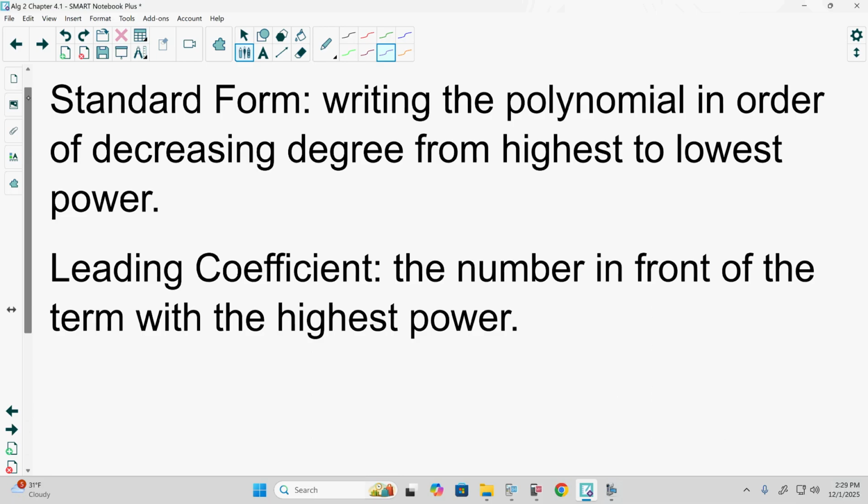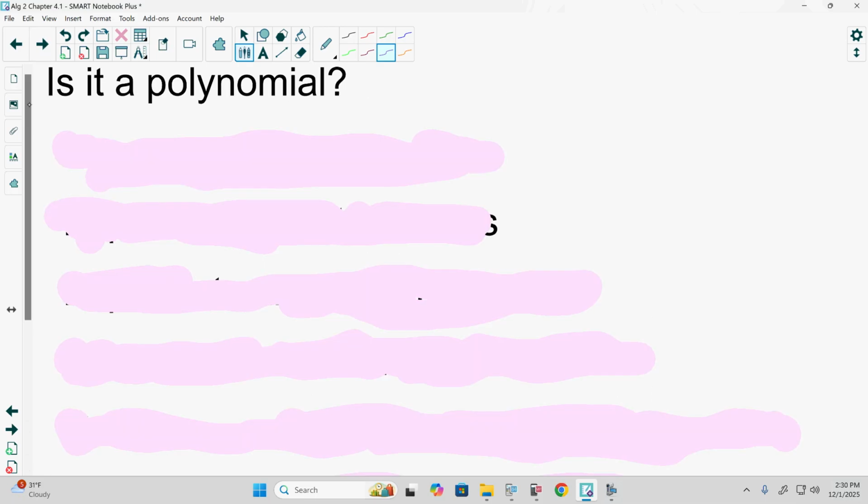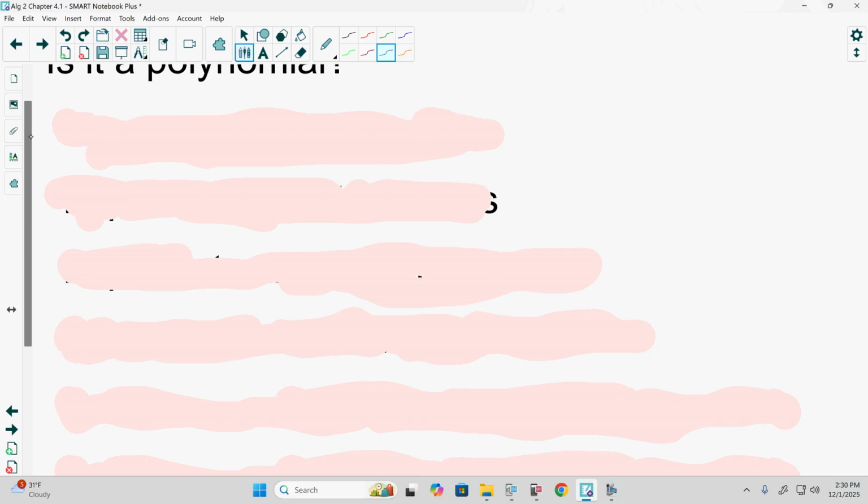The leading coefficient is the number in front of the variable with the biggest exponent. Really, any number in front of a variable is a coefficient, but the one in front of the variable with the biggest exponent is considered to be the leading coefficient. Do we understand the difference between those two? All right. Now, is it a polynomial function?